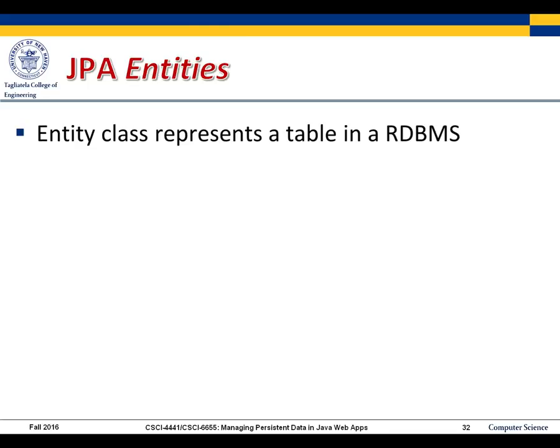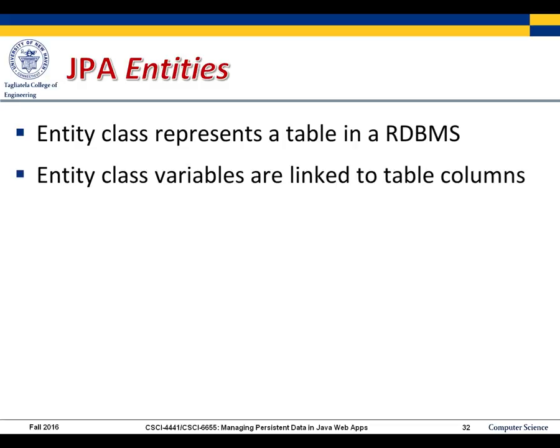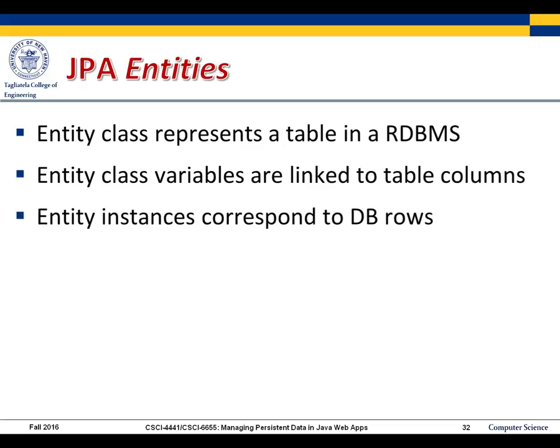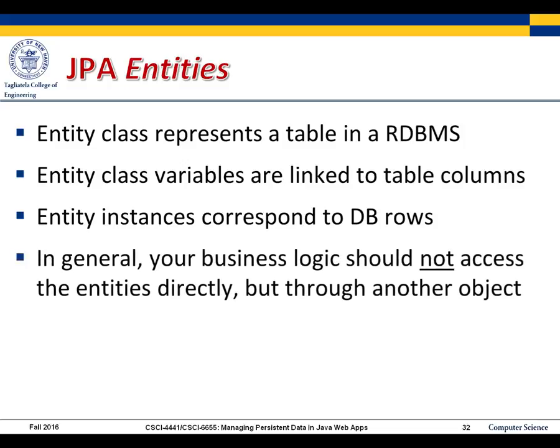So an entity class simply represents a table in the relational database. The class variables or properties are essentially the columns in the table. The instances represent the rows. So if you create a new entity instance, what you're doing is essentially adding a new row to the table. So that's really what's going on. It's actually pretty straightforward.